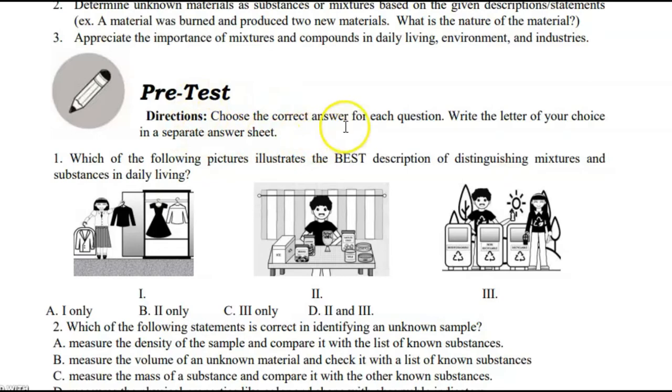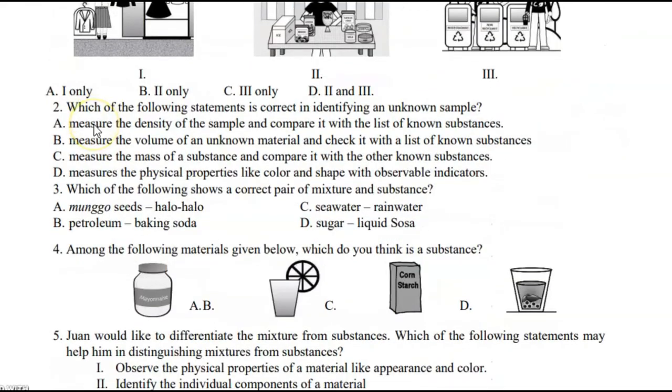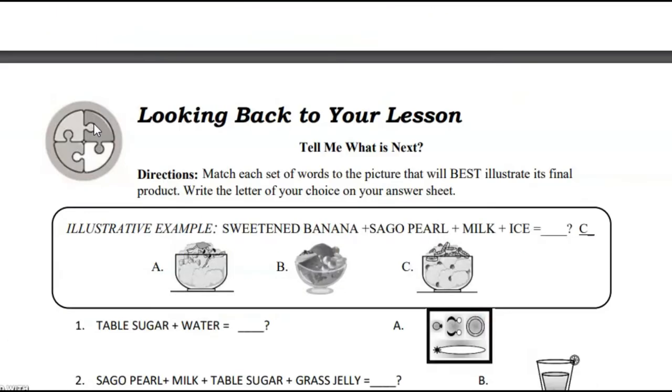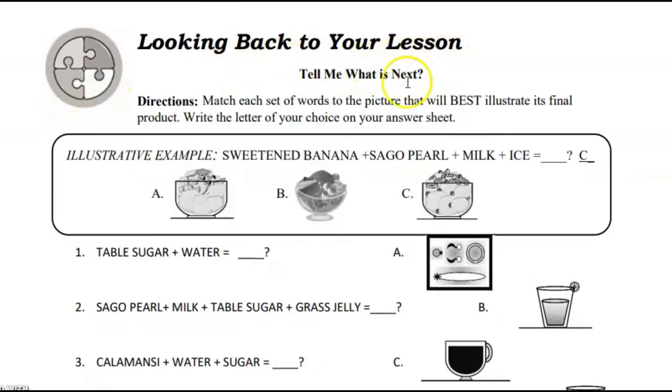Directions: choose the correct answer for each question. Write the letter of your choice in a separate answer sheet. So you have your 5 questions and all you have to do is to write the letter of the correct answer. Kayang-kaya mo yan.